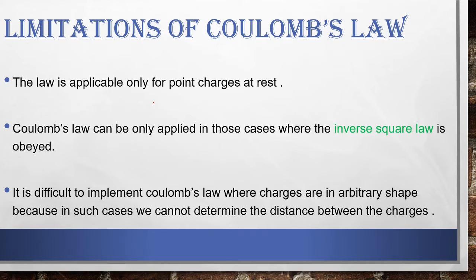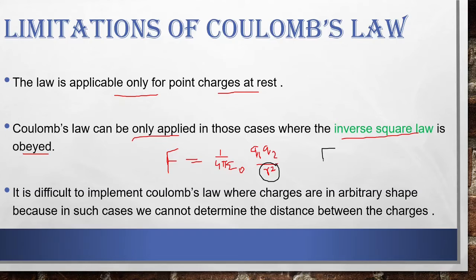Now let's look into the limitations of Coulomb's law. The law is applicable only for point charges at rest. Coulomb's law can be only applied in those cases where the inverse square law is obeyed. So what is the inverse square law? This is the formula to find the force using Coulomb's law. Here you can see force is inversely proportional to the square of the distance between them. So these types of laws are called inverse square law.